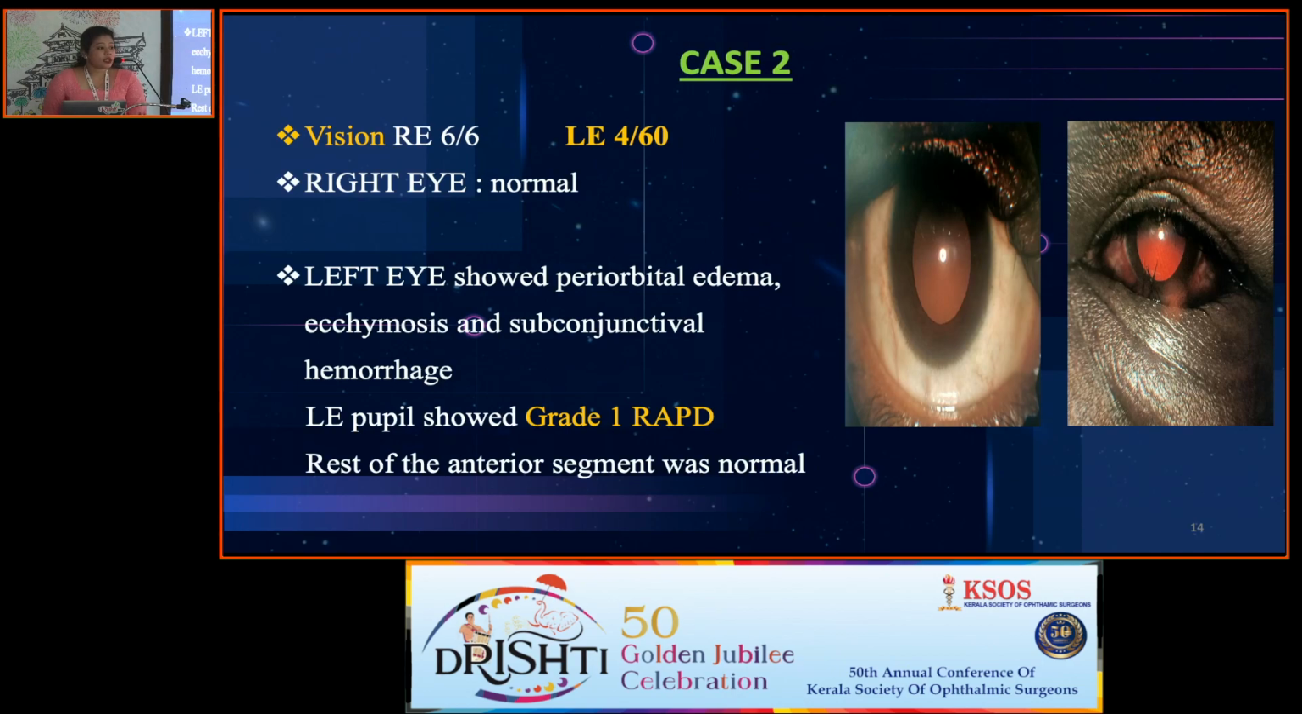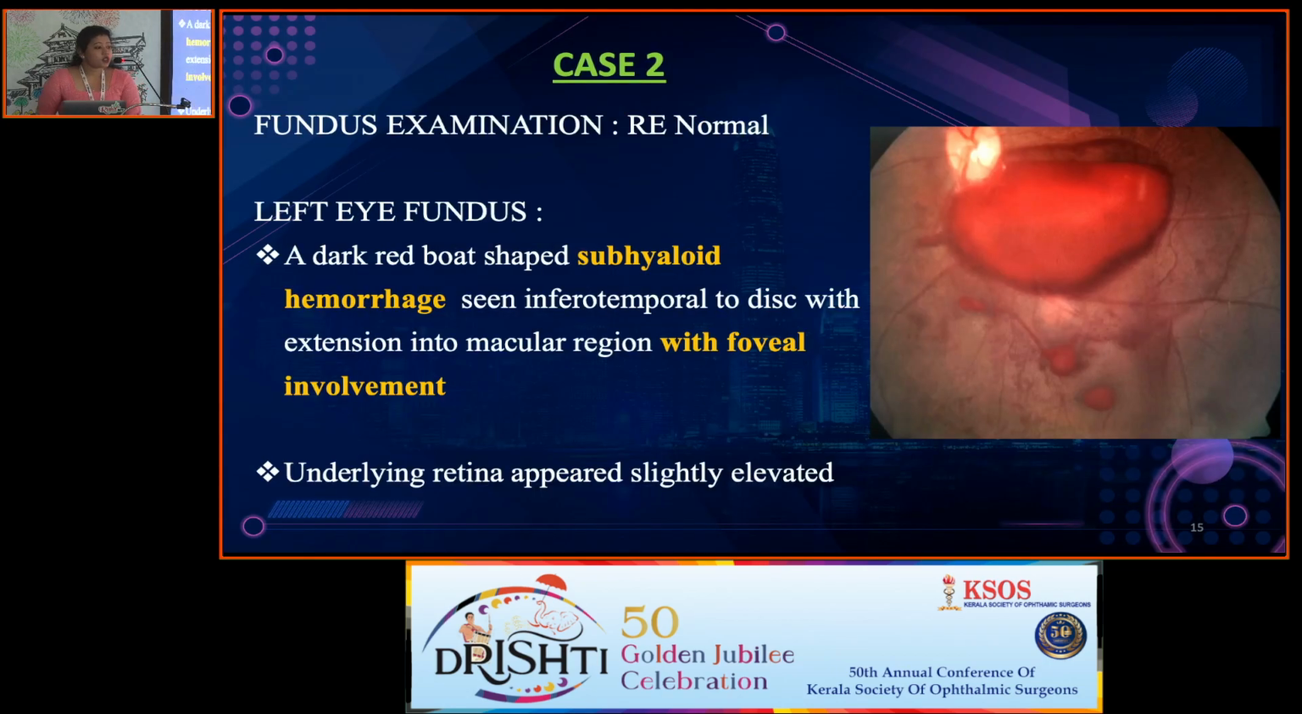The vision in the right eye was 6/6, but the left eye vision was 4/60. The right eye anterior segment was normal. The left eye anterior segment showed periorbital edema, ecchymosis, subconjunctival hemorrhage, and there was a grade 1 RAPD. On fundus examination, the right eye fundus was normal.